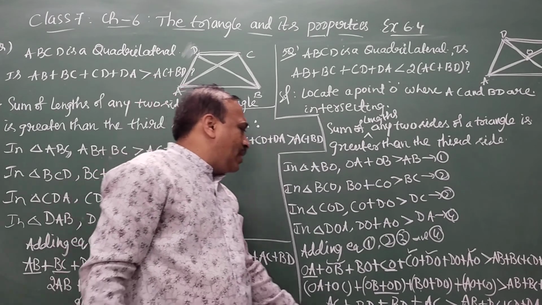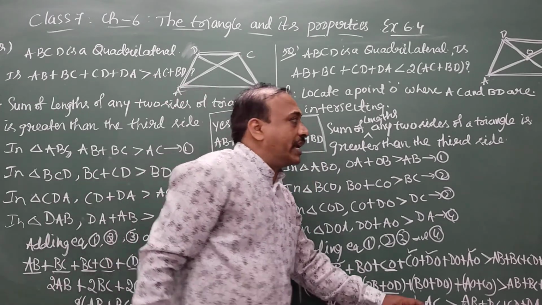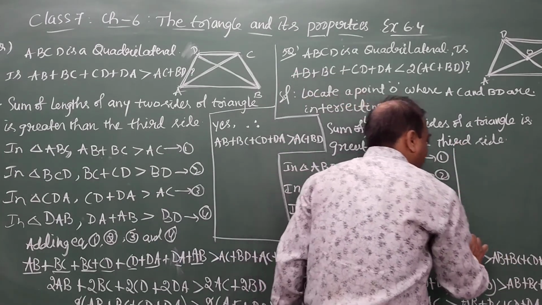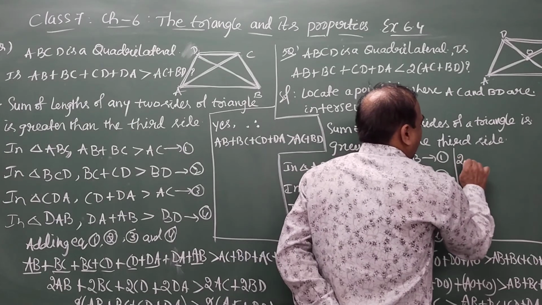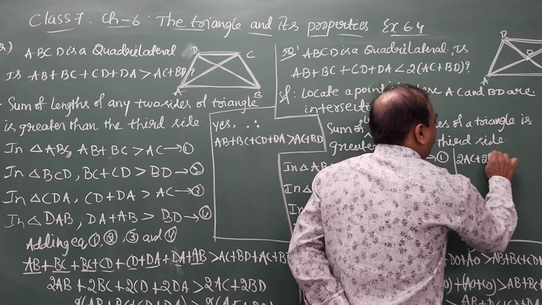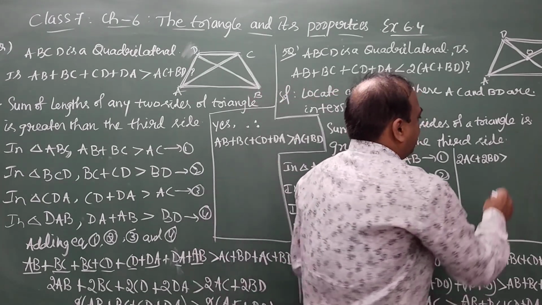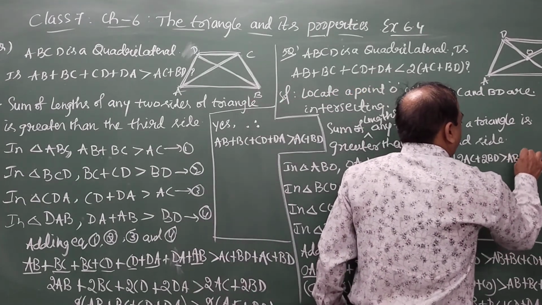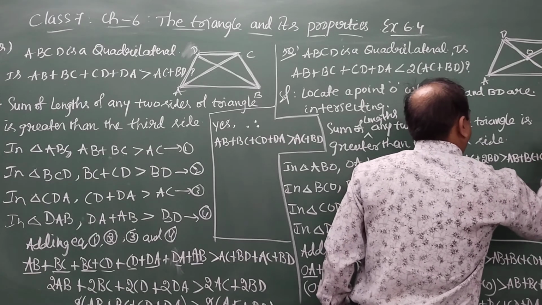Right. Now AC, how many times do we have here? 2 times. BD, how many times do we have? 2 times. So here I am writing that part: 2 times AC plus 2 times BD is greater than AB plus BC plus CD plus DA.